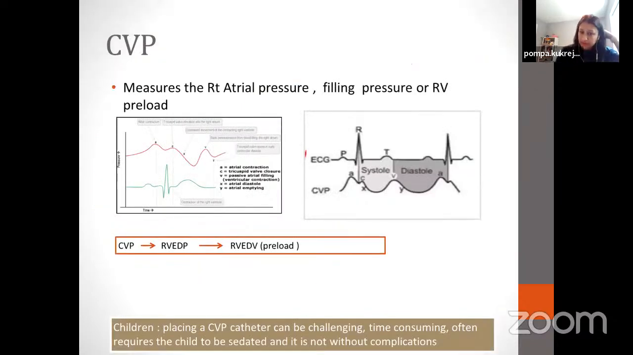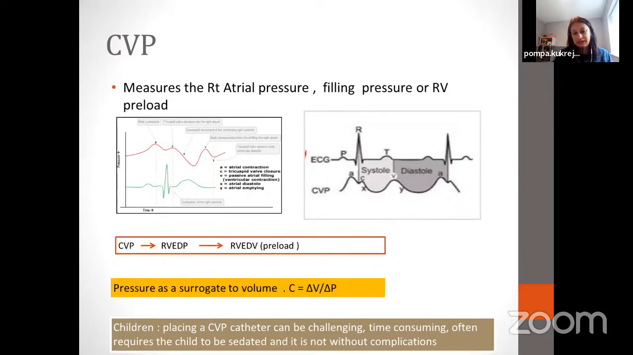Then coming to CVP, I won't go into more details because we're limited by time, but basically what you're measuring is the filling pressure of the right ventricle and the right atrial pressure. The caveat being, you're trying to assess the volume, but you're using pressure as a surrogate of volume. And as you know, when you look at compliance, there is an inverse relation between pressure and compliance. The other thing is that a CVP catheter can be challenging. In children, you need to sedate them. In adults, you can do it under local anesthetic, but in children it can be difficult. So it's not without its own risk.